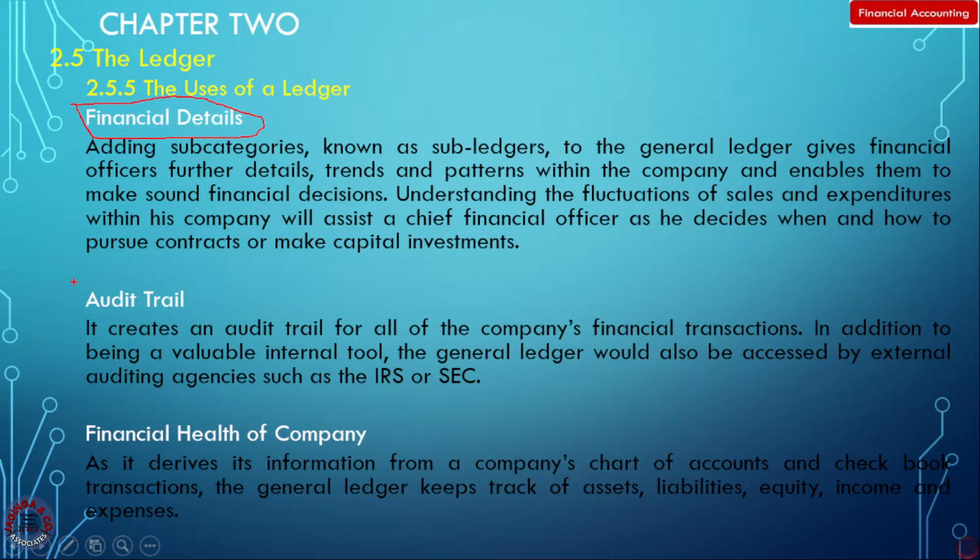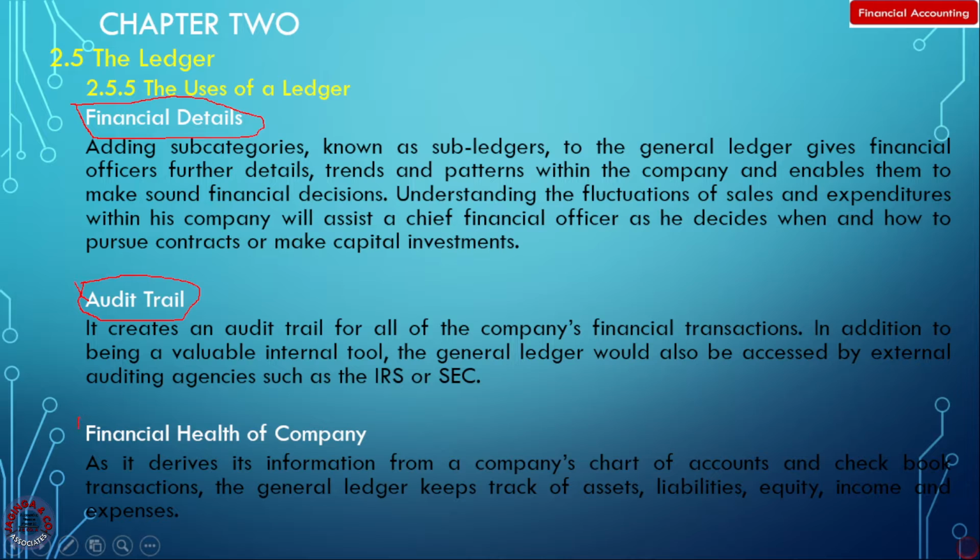And then it also helps in audit trail. So when it comes to audit trail, maybe the external auditors or the internal auditor will want to know the trail of a particular transaction. Maybe a transaction is questionable, so you want to know the trail of that transaction. To know the trail of that transaction, you just go to the general ledger. It will give you where the transaction started and where it ended.